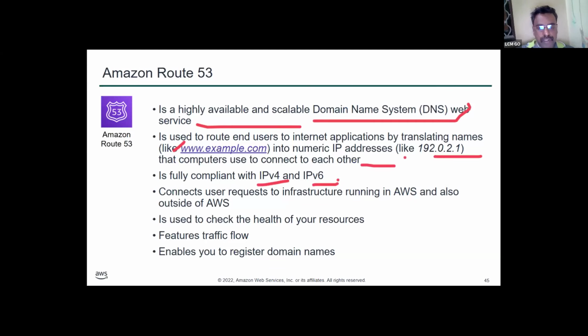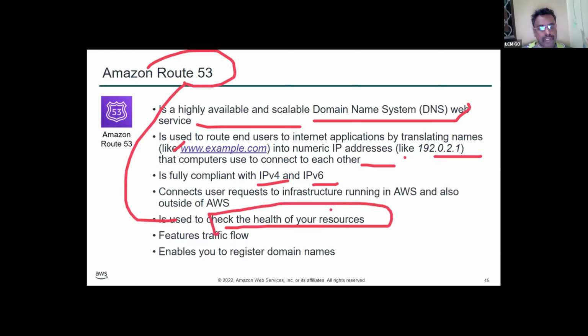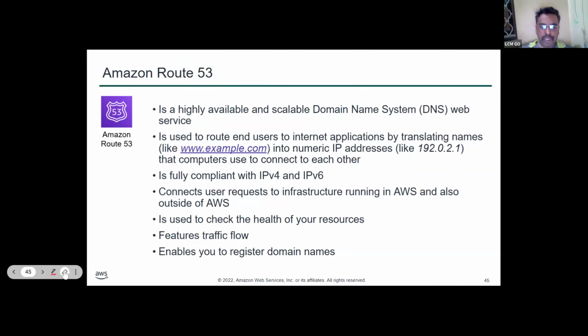We can connect users' requests to infrastructure running in AWS, and also outside of AWS. And as I told you, Route 53 will also check the health of your resources. It features traffic flow and enables you to register domain names as well. So that's your Route 53.